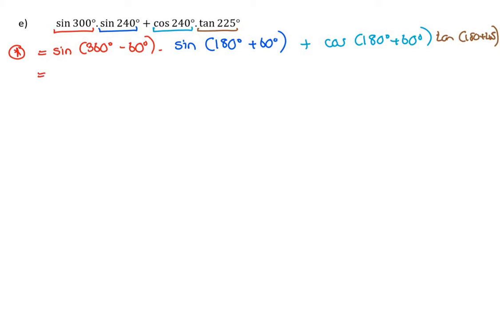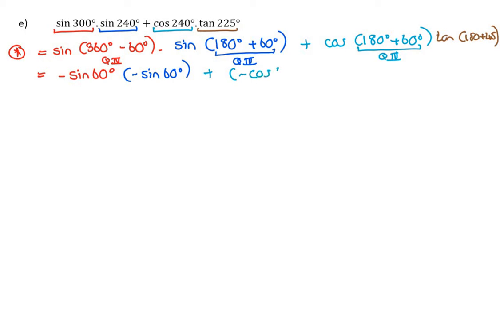360 minus 60, this would be in quadrant 4. Sine is negative, so this is negative sine of 60 because we're working in quadrant 4. Next one, 180 plus 60 is quadrant 3, and again sine is negative in quadrant 3, so this will be negative sine of 60 degrees. Plus 180 degrees plus 60, again in quadrant 3, and cos is also negative in quadrant 3, so that's negative cos 60. And lastly, 180 plus 45 is quadrant 3, but this time tan is positive in quadrant 3. So this is tan of 45 degrees.